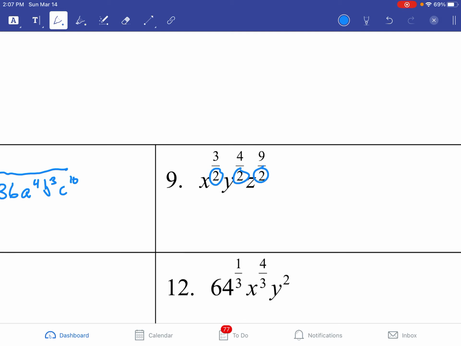Again, they're all 2's, which means I have a square root. X to the 3rd, Y to the 4th, Z to the 9th.